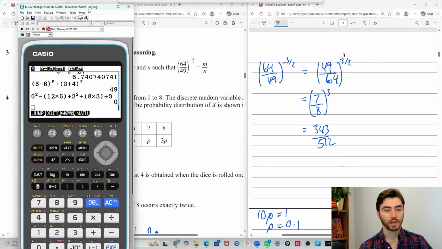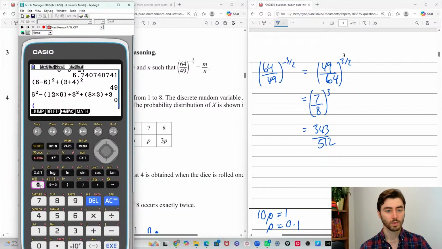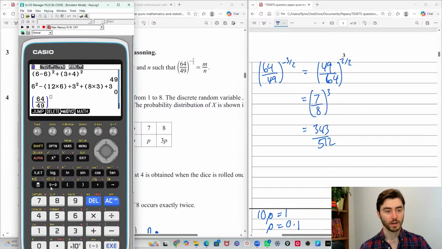This one, we're just going to plug it back in and check we get the right thing. So 64 over 49 to the power of minus 3 over 2. Is that good.